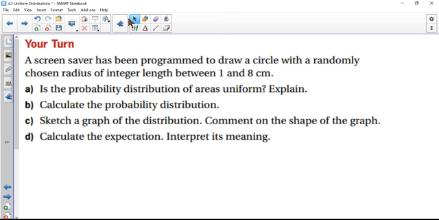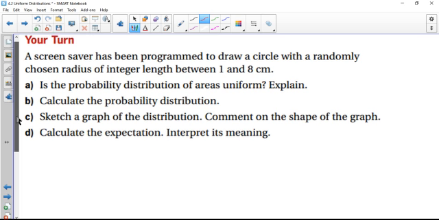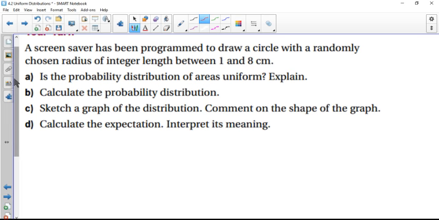Okay, so your turn. Go ahead, pause the video, give it a shot, and then come back to it later. This one is a little bit easier if you have a spreadsheet, so it's just fewer calculations. Okay, in any case, a screensaver has been programmed to draw a circle with a randomly chosen radius, an integer between 1 and 8. Since it's randomly generated, between 1 and 8, this will be uniform. Is the probability distribution of areas uniform?